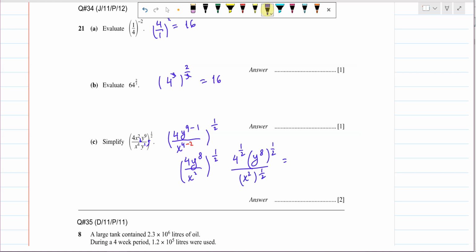So 4 power 1 upon 2, it's 2. Y to the power 2, 4s are 8. It will be simplified and x will remain x. So that is your answer. Clear hai? So it's better to simplify the bracket first and then apply the property.